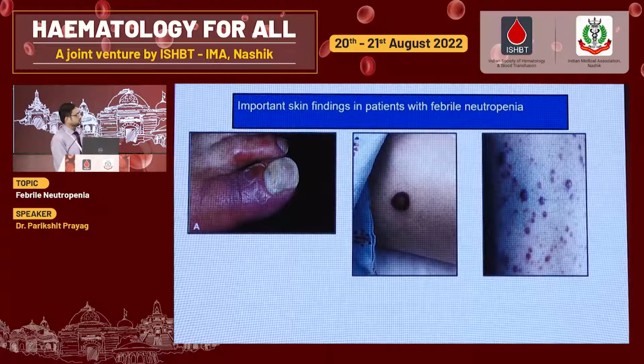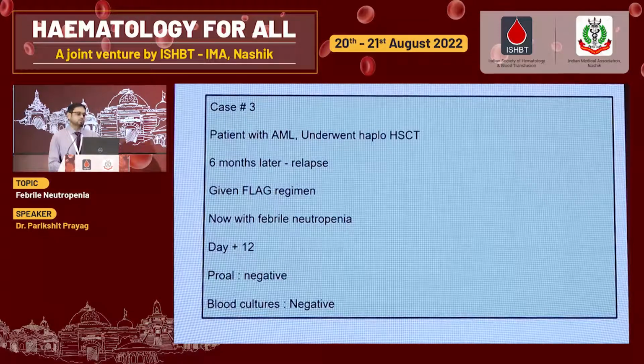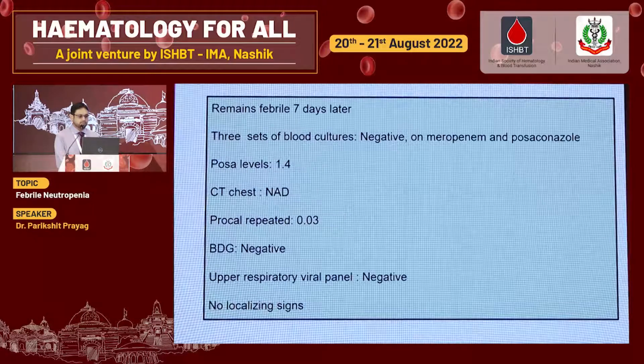Or you could have raised lesions, which can have a variety of differentials. So for example, leukemia cutis or other molds in this picture. In maybe 1 minute, I'll wrap up the third case. So again, this is a patient with AML. I have focused on febrile neutropenia in the hematology setting. So a patient with AML who underwent a transplant, had a relapse, was given a FLAG regimen, and now has febrile neutropenia on day 3.